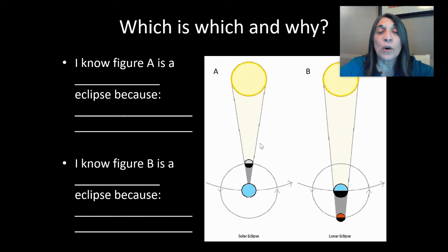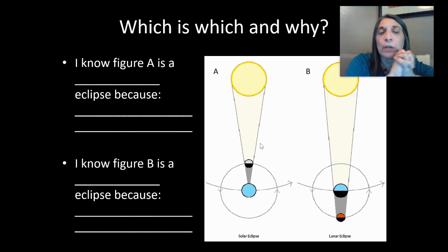Anyway, so I know figure A is a solar eclipse, right? Because I have the moon. Again, the moon is coming between. I would just say the moon is blocking the light from the sun to the earth. Or you could say the moon is coming between the sun and the earth, blocking the earth from getting the sun's rays or light.